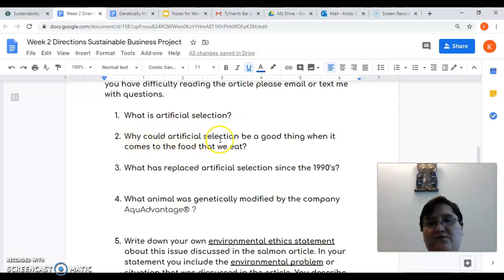Why could artificial selection be a good thing when it comes to food? Okay. What has replaced artificial selection since the 1990s? And what animal was genetically modified by the company Aqua Advantage? Aqua means water, so that's a hint. So these are the 4 questions we're looking for in our article.